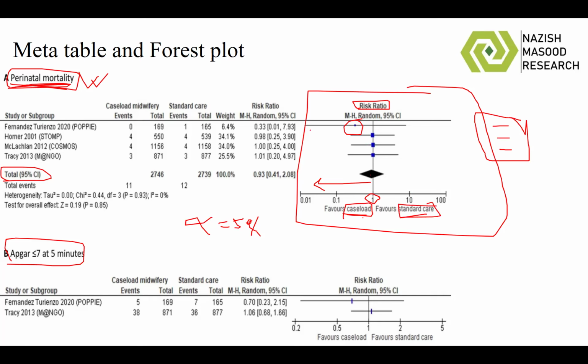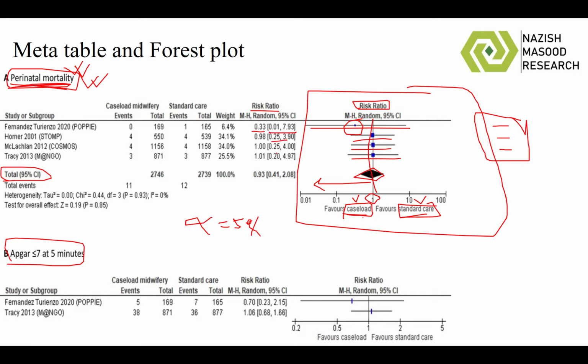But if you look at the first study, the confidence interval, this line, is capturing one. Similarly, study two is also capturing one, three, four. So overall, there is no significant difference between caseload midwifery and standard care when it comes to protecting against perinatal mortality. This is what the graph tells us. Similarly, we can also see the risk ratios here. For the first study, it is 0.33, which you can say is very good. But the problem is, again, the confidence interval is capturing one.